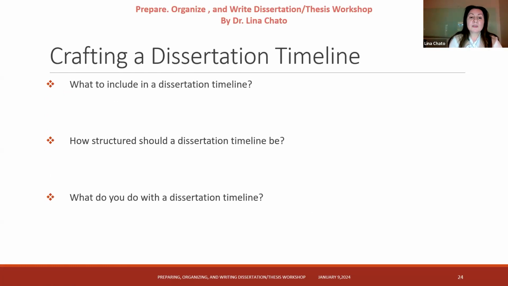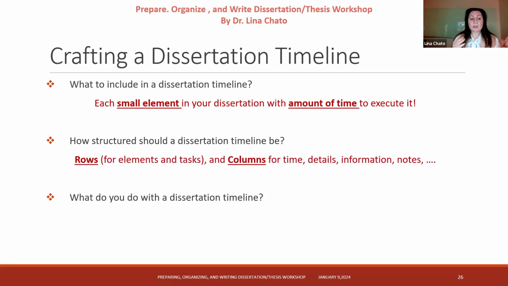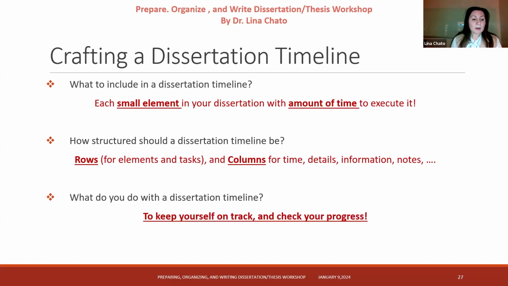So let's look at the dissertation timeline. What do we need to include in the timeline? Actually, any timeline consists of rows and columns, correct? So it contains small elements and it contains amounts of time. These are in rows and columns. We can put the elements and tasks in the rows, and in the columns, we can put the time, details, information, notes, anything. So what is the purpose of this? As I mentioned, it's to keep track of yourself and check your progress, okay?